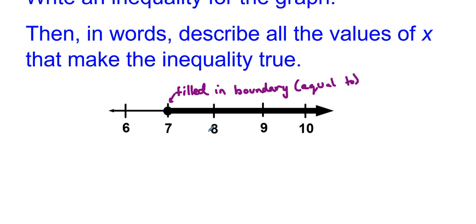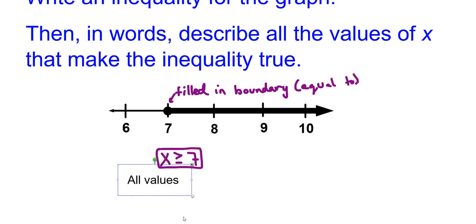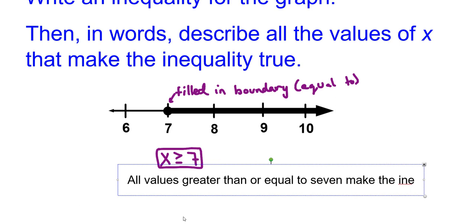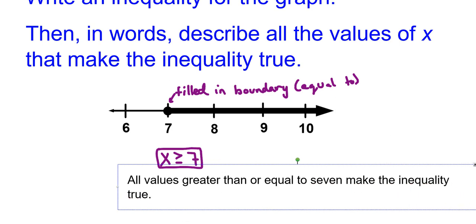All right, so let's say all of the solutions, all these shaded points over here, those are what we're going to call x. X represents our solutions. So our solutions are all to the right side of 7. That means they're greater than 7. But again, it's a filled in boundary, so I need to say greater than or equal to 7. So there's my inequality. And then the second part says, describe in words all the values that make the inequality true. Well, all values greater than or equal to 7 make the inequality true. And that's the second part of that question.